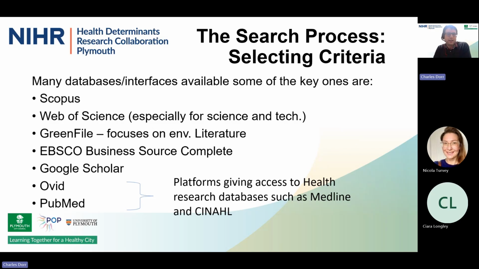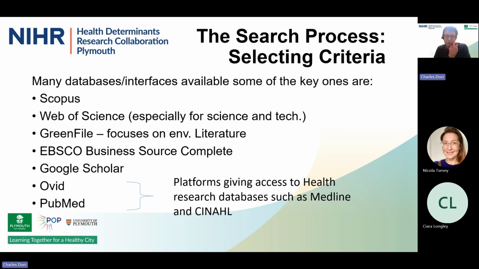And then the process is to identify databases. So we didn't really need to worry about this with the retrofitting study because we had our information specialist who, while we could recommend certain areas to her, she was able to also target them. But these are some of the databases that you could use.